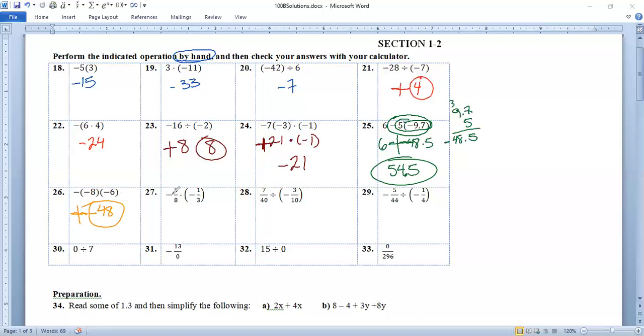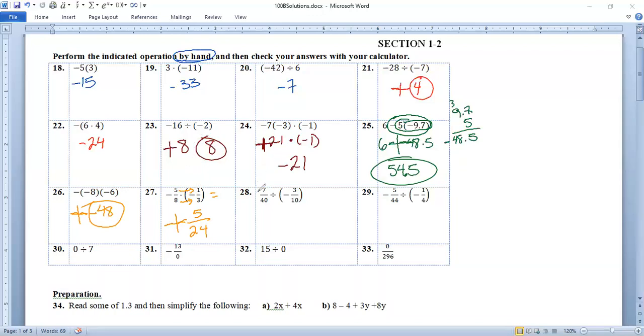All right, 27. This is a multiplication problem. Negative 5/8 times negative 1/3. Multiplication of fractions goes straight across. So we get 5/24, and we have 2 negatives, so negative times negative makes it a positive.